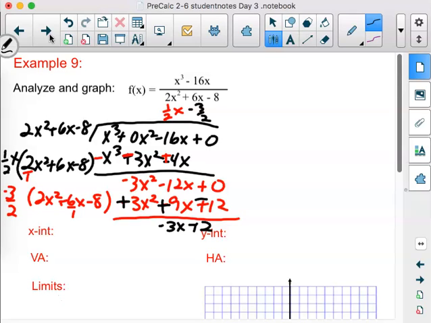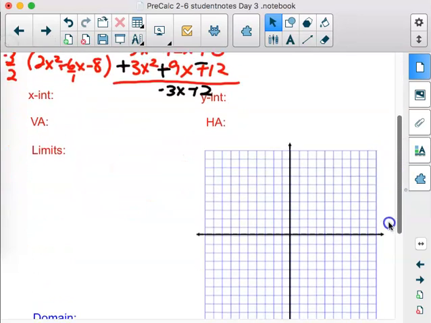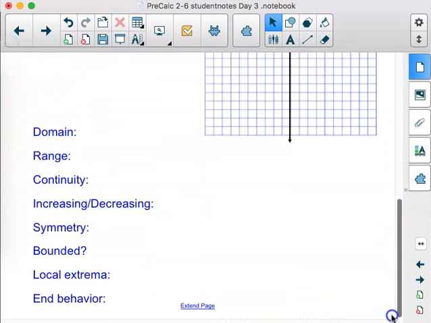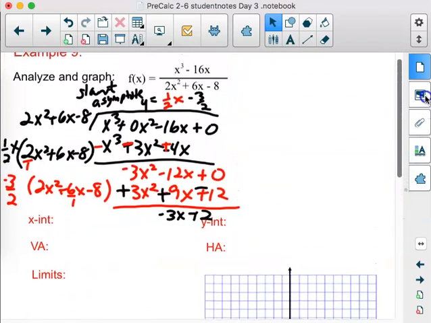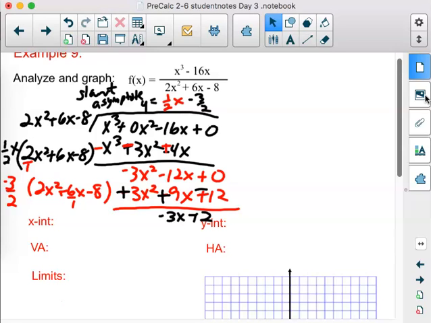I'm not even going to bother writing that down because I want to understand that this, the quotient part of this answer, is my slant asymptote. And on this one, you're not going to see a blank down here for slant asymptote, but on the test, you will. So there'll be an extra blank on here somewhere where you can put that slant asymptote. I doubt we'll forget to put it on our graph because we'll put that up there when we do our vertical asymptotes and our horizontal asymptotes and all of that good stuff.